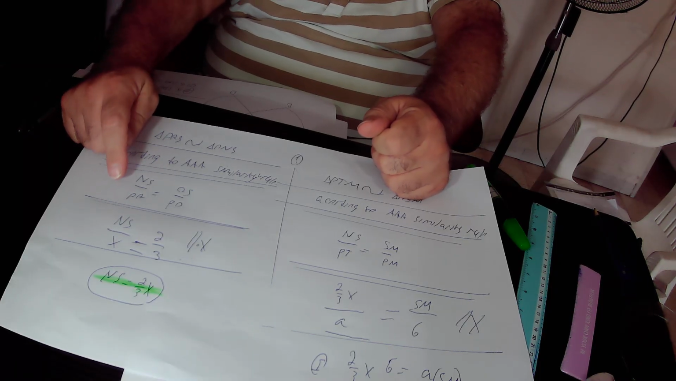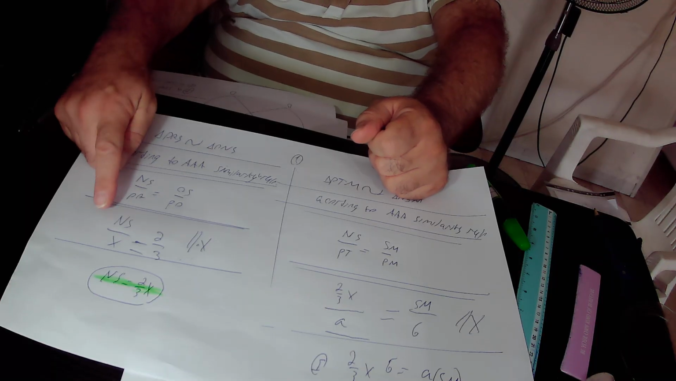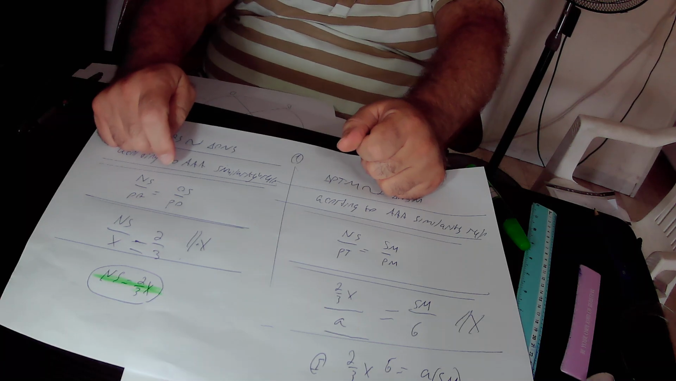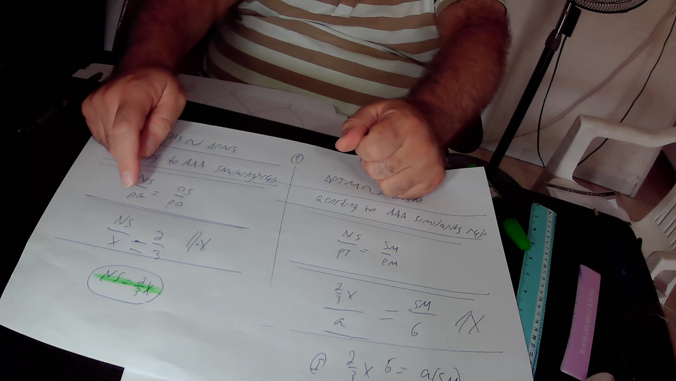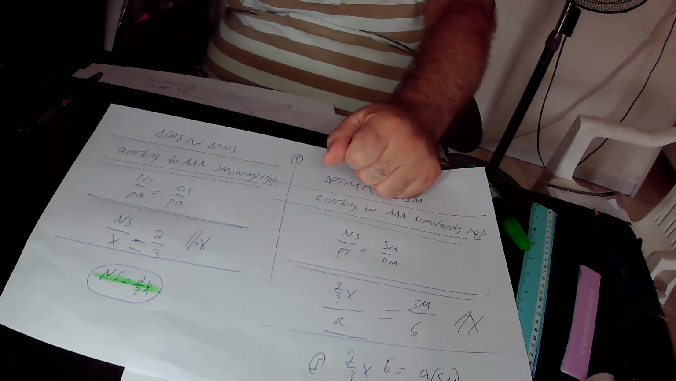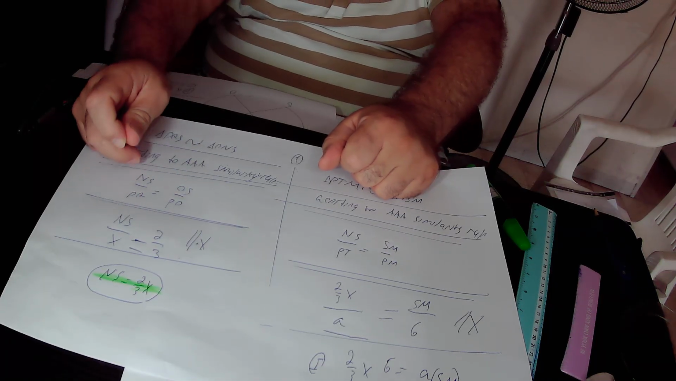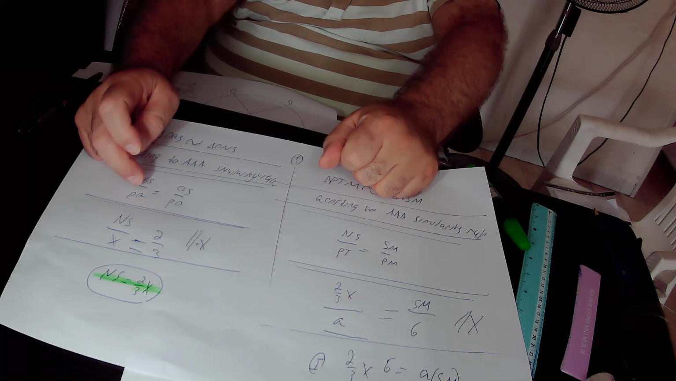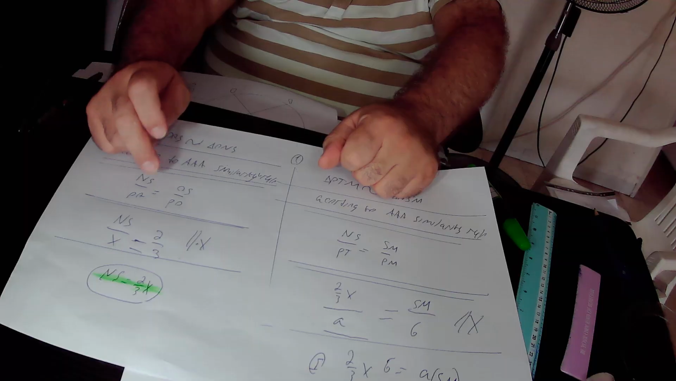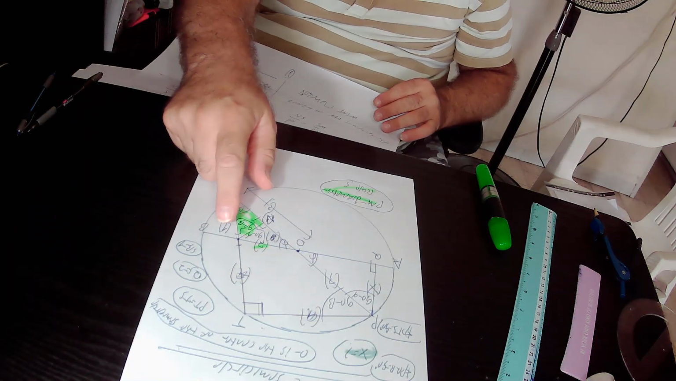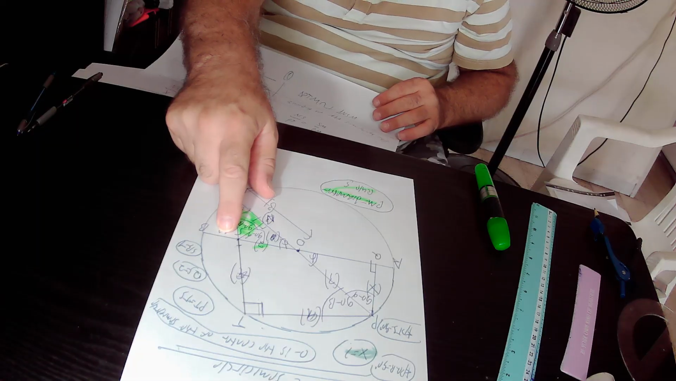NS is the missing side, PQ is X, OS is 2, and PO is 3. This is the radius of the circle, that is 3. So in total, we actually found out that NS over X equals 2/3. Here we multiply this equation by X and finally found out that NS equals 2/3 times X. So this is the missing side NS, that equals 2/3 times X.